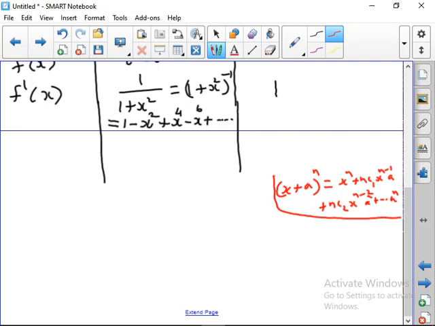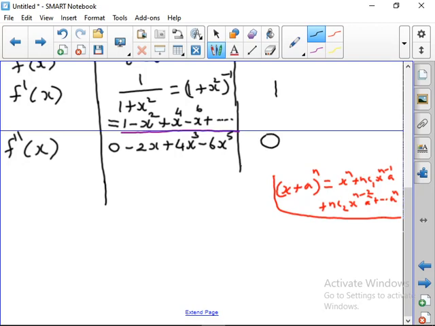Is it clear? Okay, so using that we get 1 minus x square plus x power 4 minus x power 6 plus etc. So now we will find f double dash of x. So we have to differentiate only this. This only we are going to differentiate, nothing else. So what is the differentiation of 1? 0. Then x square gives minus 2x, x power 4 gives 4x cube, minus 6x power 5. So now substitute x is equal to 0. What do you get? It is equal to 0.